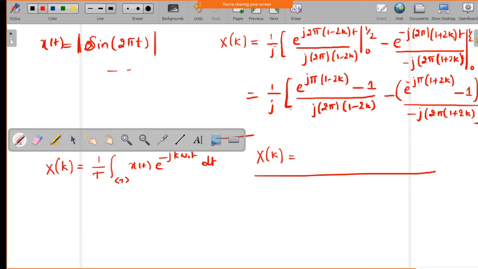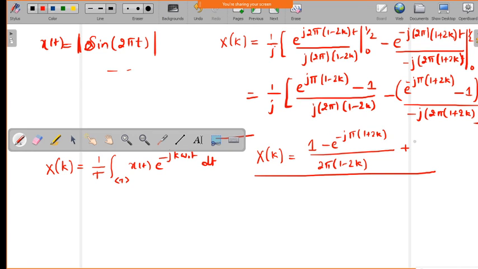If you multiply j, it becomes j squared, which is minus 1, so minus this term. And here j into minus j becomes minus j squared, which becomes a plus term. So that is the answer: 1 minus e^(−jπ(1+2k)), divided by 2π into (1−2k).